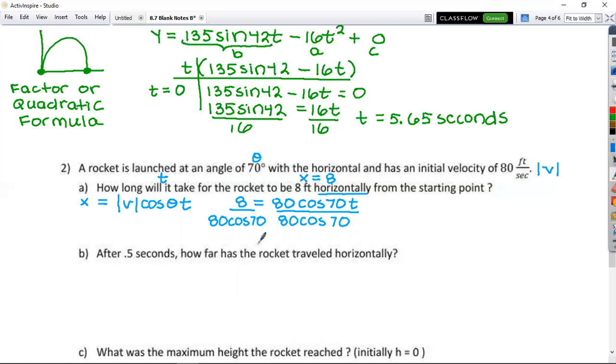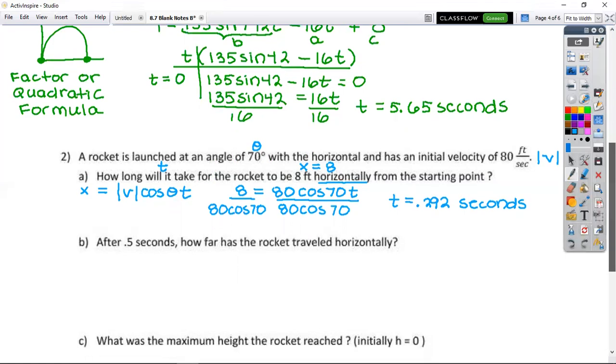8 divided by 80 cos 70, enter. I got my time value was approximately 0.292. You guys in agreement? Okay, and that is in seconds. So this would be labeled in seconds. Good. All right, so letter B. After 0.5 seconds, how far has the rocket traveled horizontally?